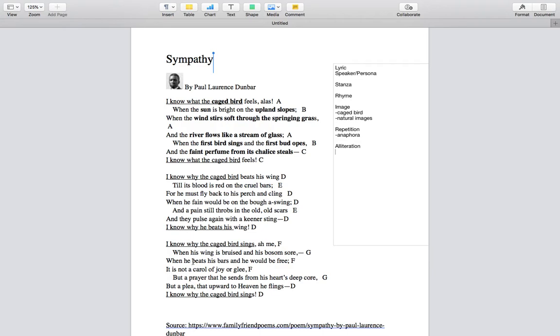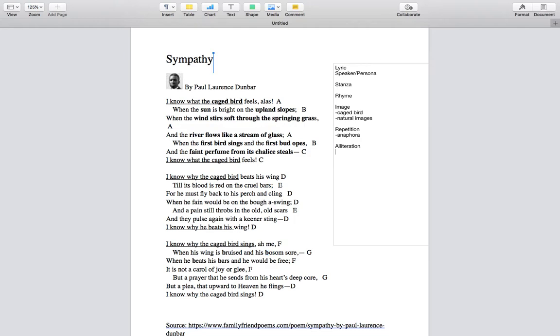Whereas when we get down here and we get beats his bars, the repetition here, and also bruised and bosom sore, here we get a much clearer sense of the confinement. Right, so in that case, the alliteration is drawing our attention to the pain of the bird. And we also have prayer, plea, and those kinds of things, drawing a contrast between the horrible condition of this bird on earth and its desire for freedom in heaven.